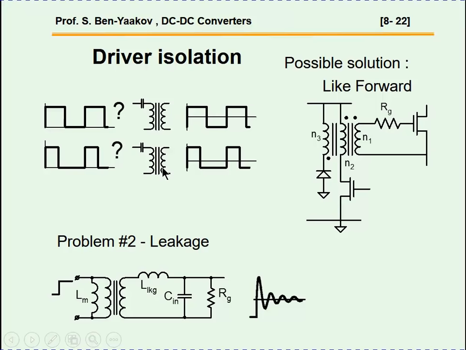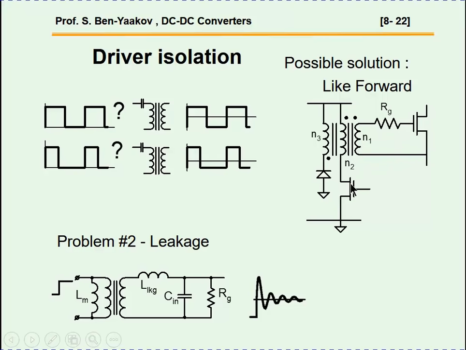One way to overcome it is to use sort of like a forward converter. What we have here is here's the transformer, and we turn it on, and we get a pulse very nicely at the output. Now, when we turn off the transistor, this is sort of the driver, there is an auxiliary winding for resetting the magnetization of the core, and this will provide actually a negative voltage here, which is nice, because you like to have a negative voltage here on the gate to turn it off faster.